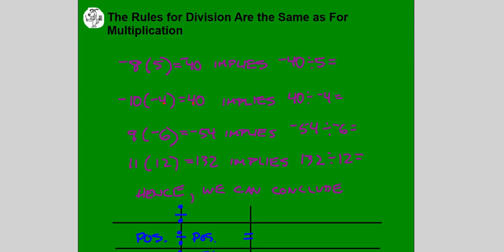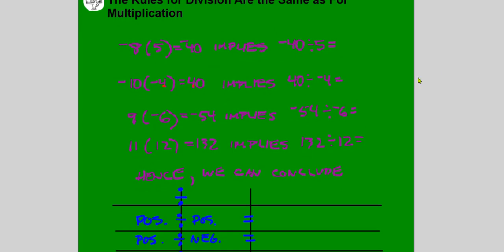Okay, so rules for division are the same as for multiplication. So let's take a quick look at this. So -8, this again means -8 times 5. Parentheses like this means multiplication. You could put a little dot in there for multiplication. You don't have to though. So -8 times 5 is -40.